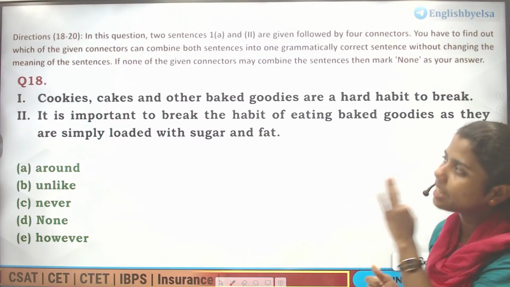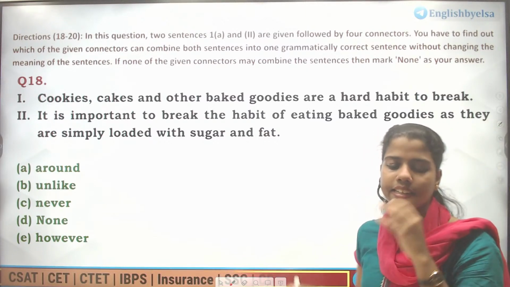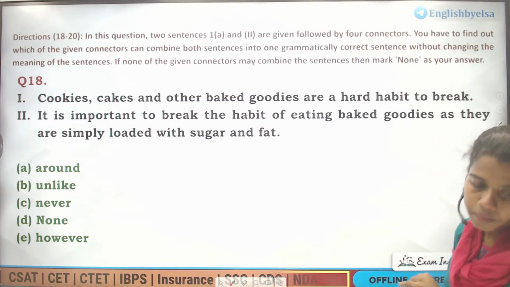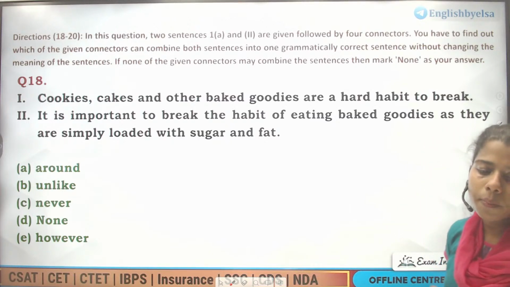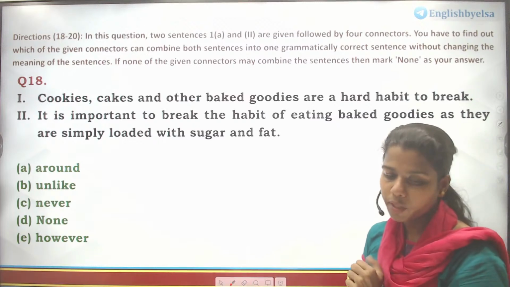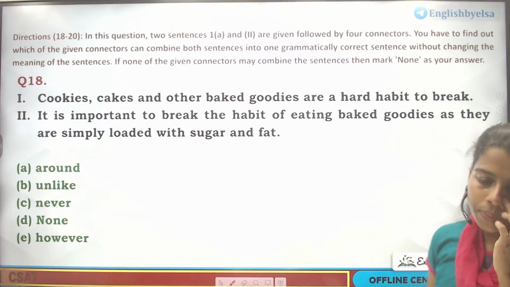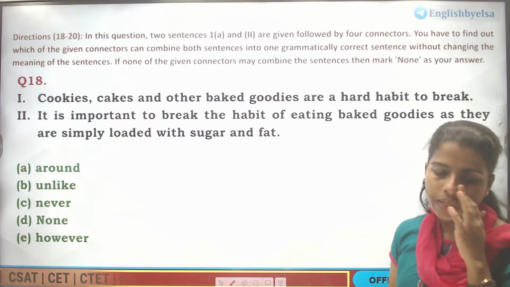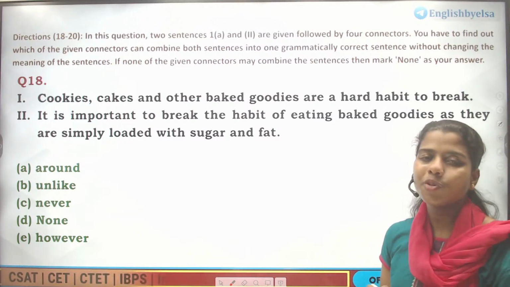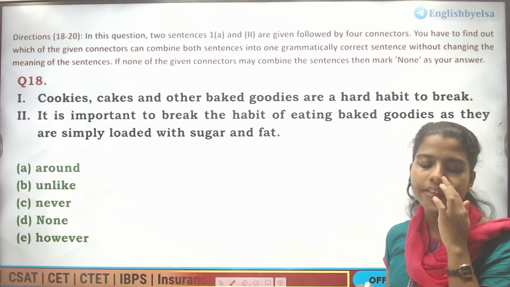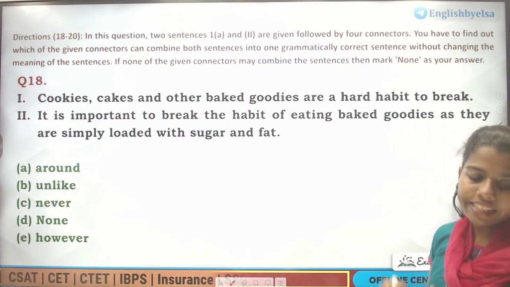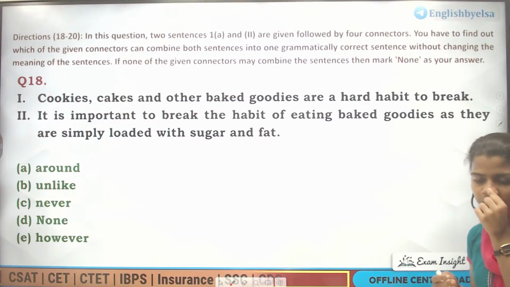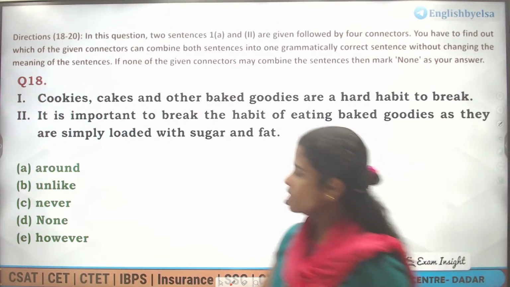We have only 3 questions in this set, 18, 19 and 20. Let's look at that. Cookies, cakes and other baked goodies are a hard habit to break. It is important to break the habit of eating baked goodies as they are simply loaded with sugar and fat. Which would be the appropriate connector? Around, unlike, never, none, however. Option E is the correct answer.